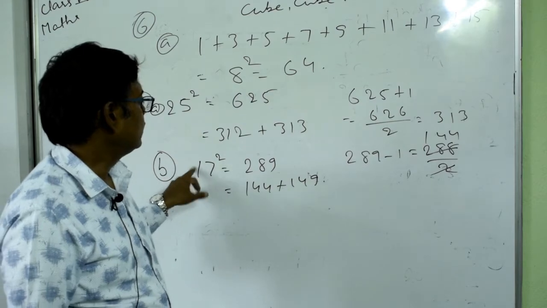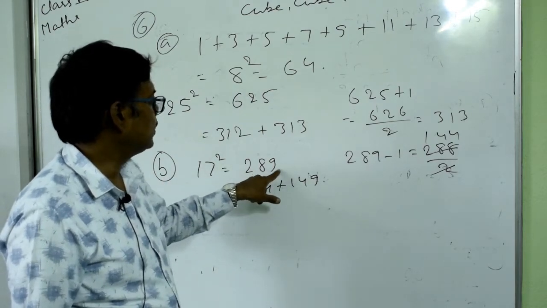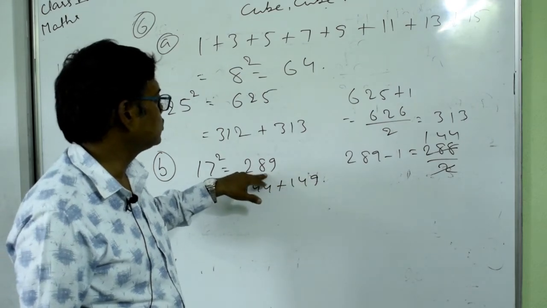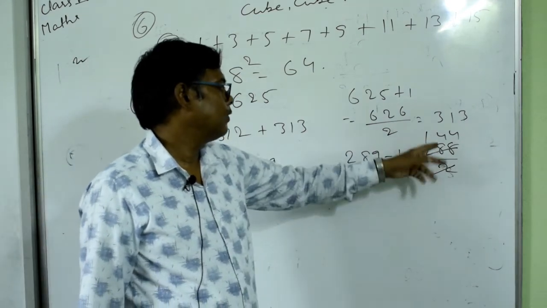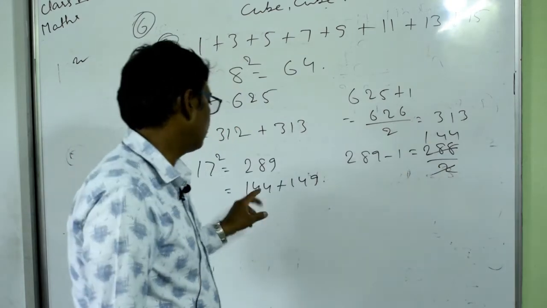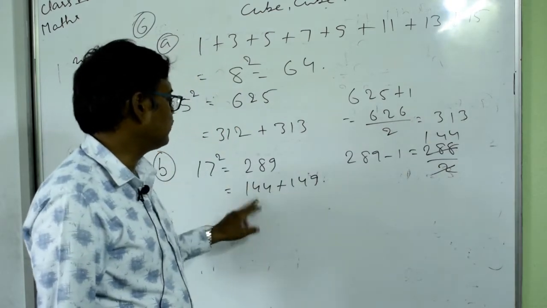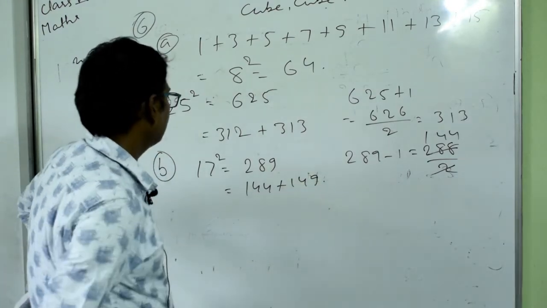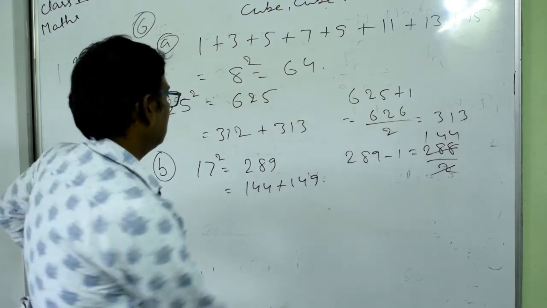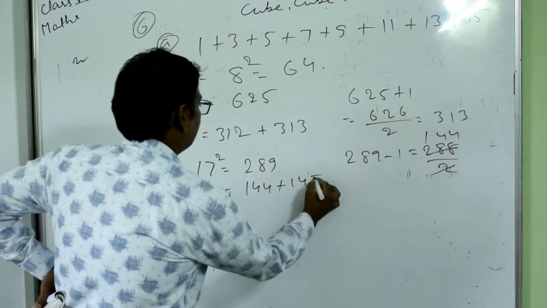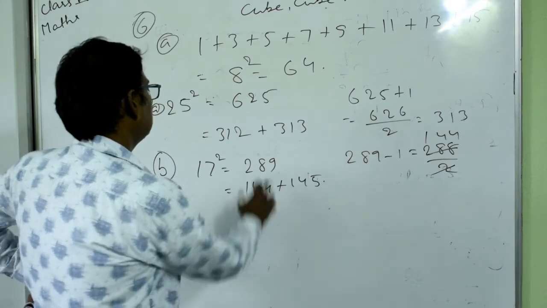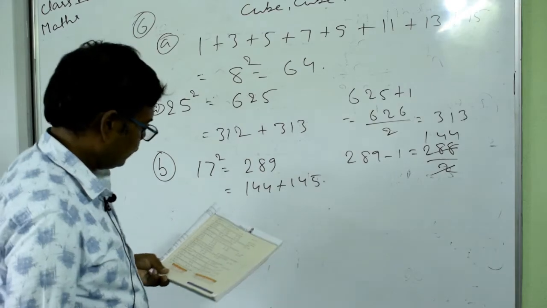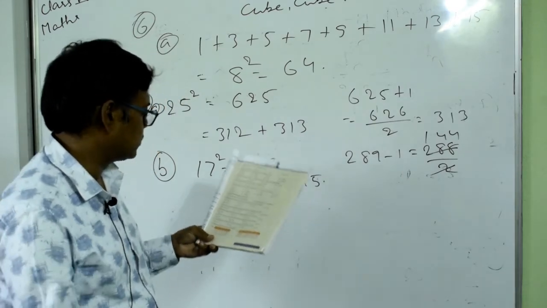Similarly here 17 square, so here 289. You can increase this by 1 or decrease by 1. Here I have decreased this by 1, so you will get 288, and divide this by 2, you will get 144. Now 144, this number, then increase this by 1, you will get 145. Now when you add these two numbers, you will get 289. So this is the answer of this question, and then you will solve the remaining questions.